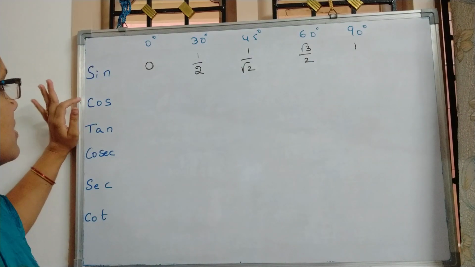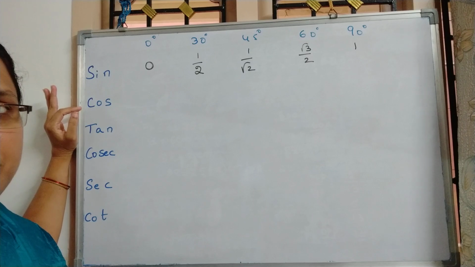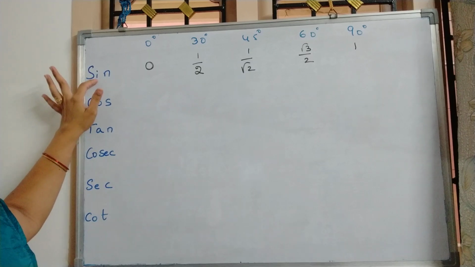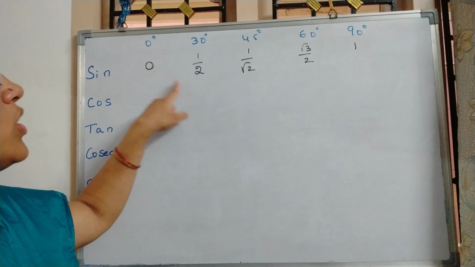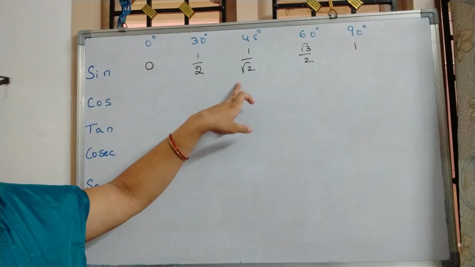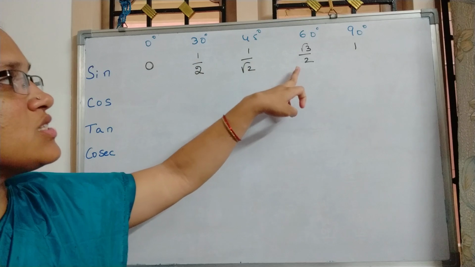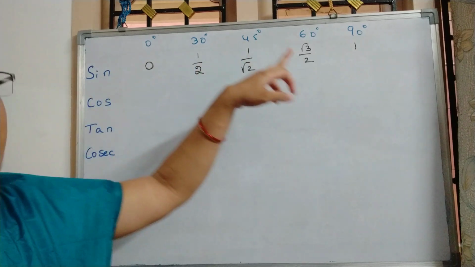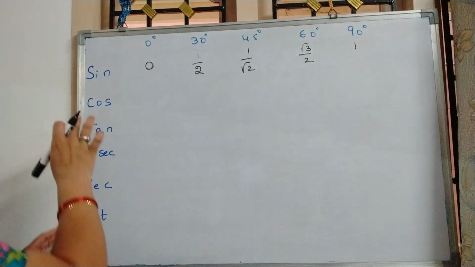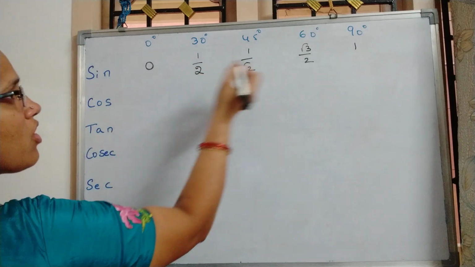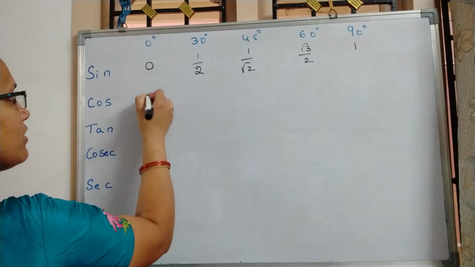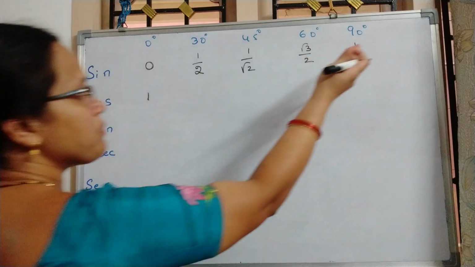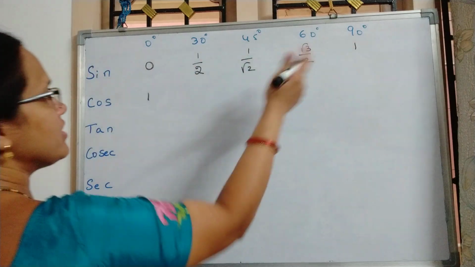Now let us see with the cos. Once again repeating, sine 0 degrees is 0, sine 30 degrees is 1 by 2, sine 45 degrees is 1 by root 2, sine 60 degrees is root 3 by 2, and sine 90 degrees is 1. Now cos, how will you write it? Cos 0 degrees is 1. See, from backward you will write, cos 0 degrees is 1.